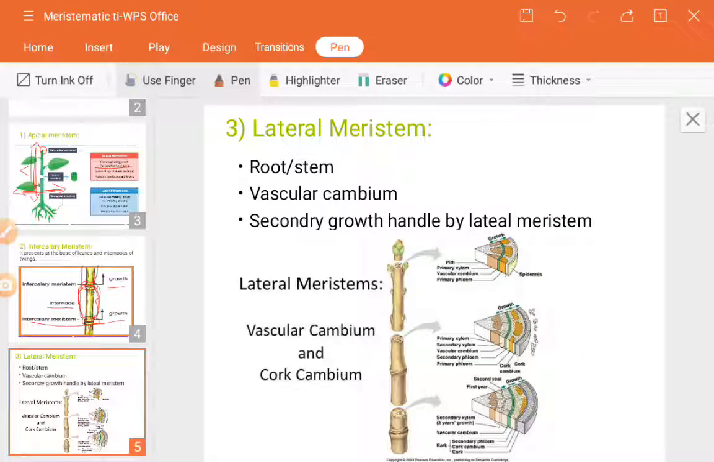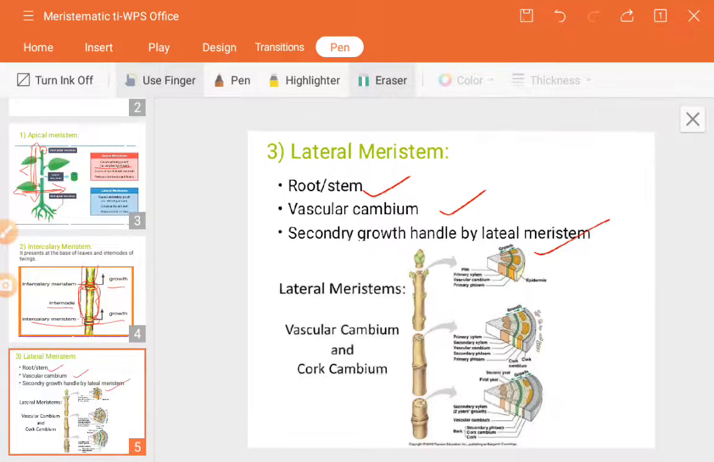In the next slide, you can see what the lateral meristem means. Lateral means side by side, so it mostly occurs in the root, stem and vascular bundles, and in secondary growth. How it takes place in secondary growth, let's see.